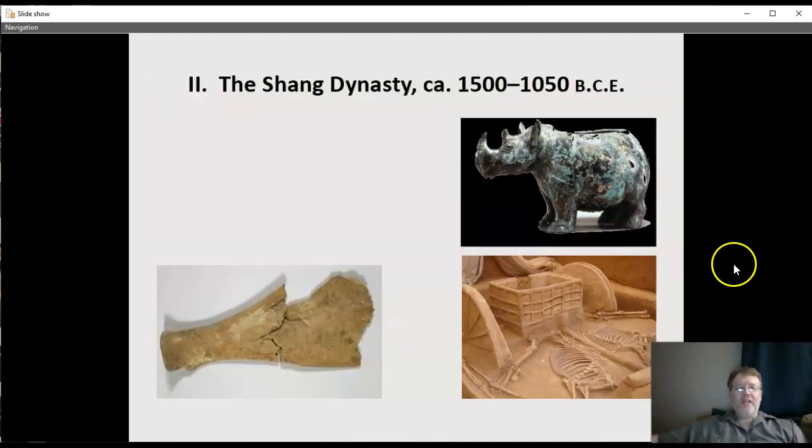The first dynasty, and that's what we call them in China. In some places you call them empires. Sometimes we call them empires, kingdoms, dynasties. Yeah, that's really what we call it here. And it's usually named after the founding family. The founding family name is the Shang family, Shang dynasty. So from 1500 to 1000 BCE.